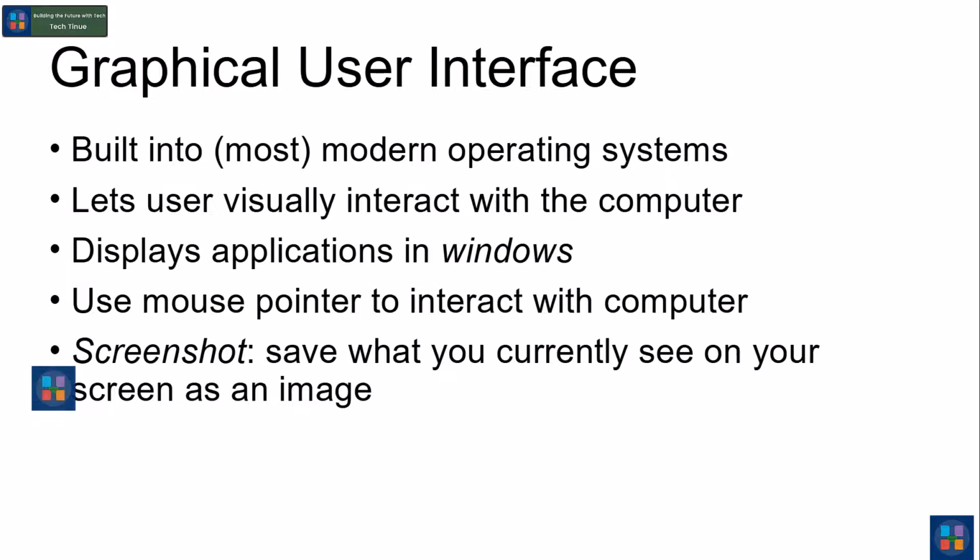You can see them in Windows. You can use your mouse pointer to interact with your computer. The fact that you can drag files around was a huge revolution in the way that people were using computers. And scrolling and looking through the folders, all of that were huge changes in how we interacted with our computers, and are pretty much the reason why computers are as widely used as they are now. So the graphical user interface was one of the more important developments in the history of computing. You can also take a screenshot with the graphical user interface. A screenshot saves what you currently see on your screen as an image.